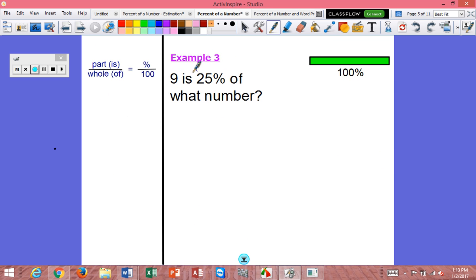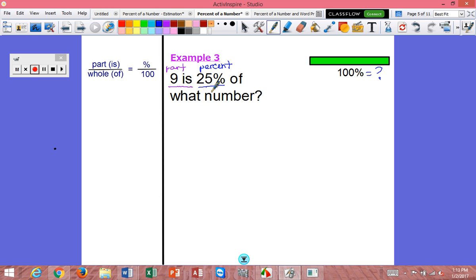All right, example 3, 9 is 25% of what number? We see 9 is, okay, and it's okay that the "is" came after. I know it didn't look like that in examples 1 and 2. But 9 is still going to be the part. Obviously 25% is the percent. So we are missing the whole. So we don't know what 100% is. We're not sure what that represents right now.